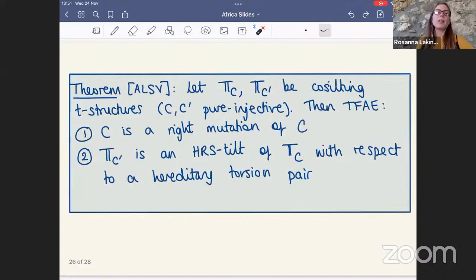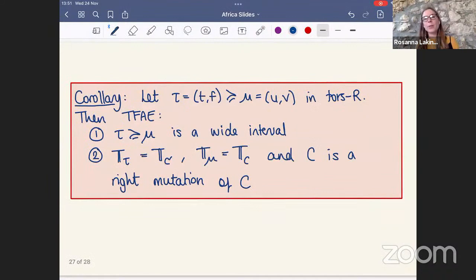One of our main theorems says that if you have two co-silting t-structures, and again, for technical reasons, we need to assume that these objects are pure injective, then C prime is a right mutation of C if and only if the t-structure coming from C prime is an HRS tilt of the t-structure coming from C with respect to a hereditary torsion pair. This was the surprise that we had, that our notion of mutation, which is somehow constructive, can be related all the way back to wide intervals in the lattice of torsion classes. So if you have a wide interval, then this is the same as saying that your torsion pair corresponds to a co-silting object that is a right mutation of the smaller torsion pair in the lattice.